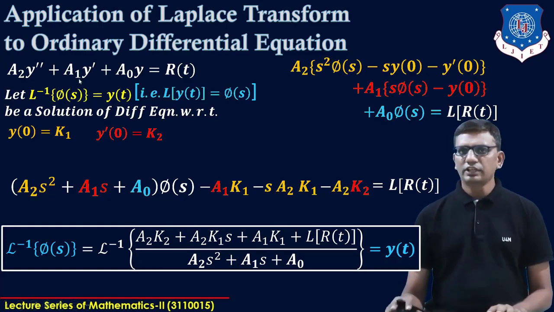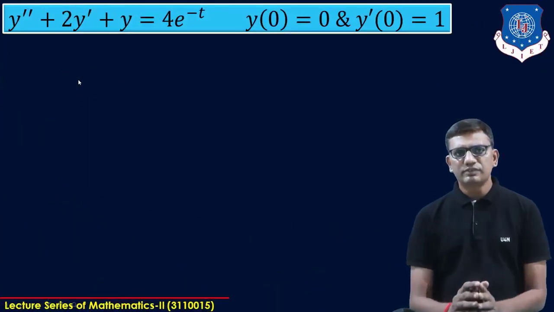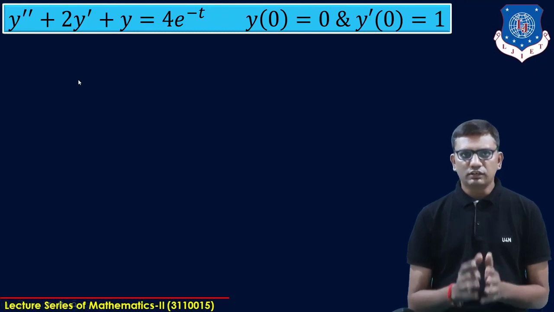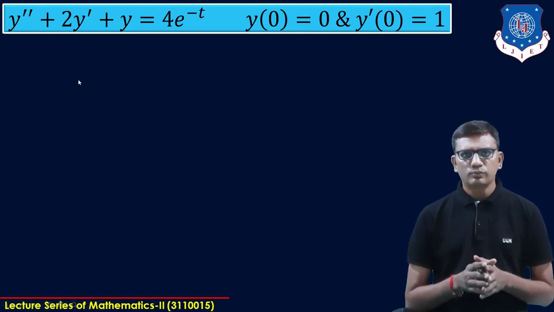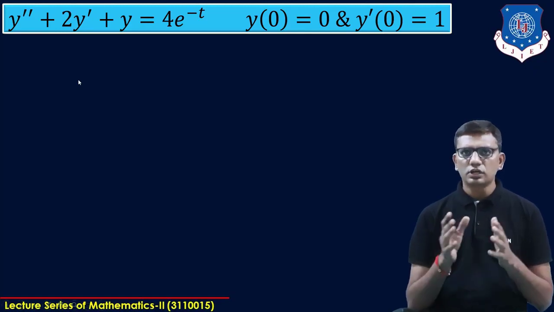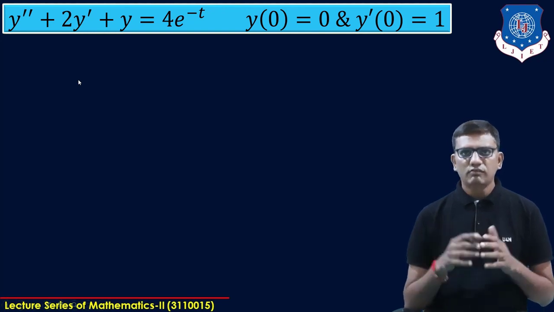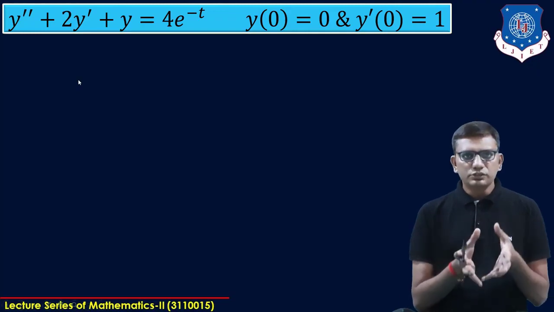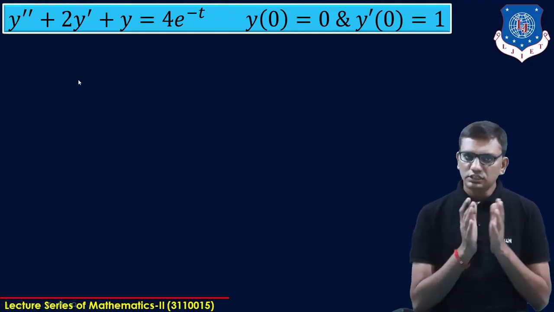Now we will show one example related to this topic. Here we will solve this differential equation using the Laplace transformation. Here our differential equation is y'' plus 2y' plus y equal to 4 e raised to minus t, with respect to the conditions y(0) equal to 0 and y'(0) equal to 1. Here we will use the Laplace transformation to solve this differential equation.